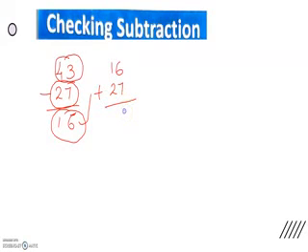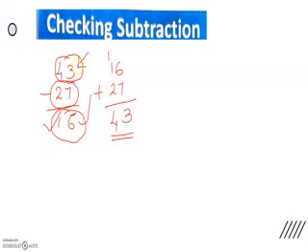Then we have to add these two and check whether we are getting the first number. That is, we will get 2 plus 1 plus 1, 4. 43. We got the first number itself. So, we can understand that 16, the answer we got, is the correct answer.